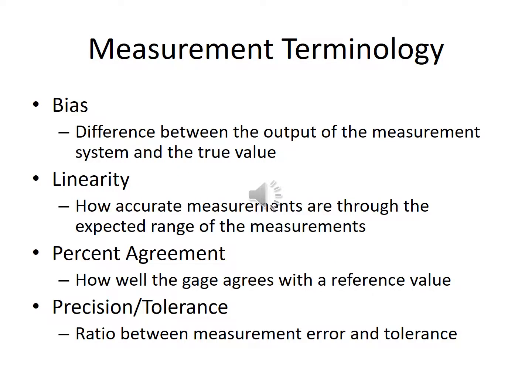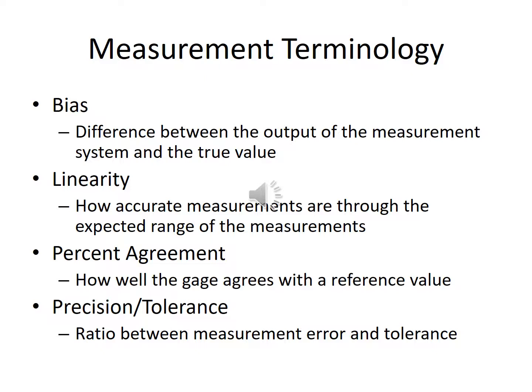Some more measurement terminology. Bias, that's the difference between the output of the measurement and what the true value is of the actual thing you're measuring. Linearity, this happens a lot, especially with strain gauges and things. If you get outside the range of the gauge, you start getting distortion. It's actually not linear. It basically follows a parabola or something.